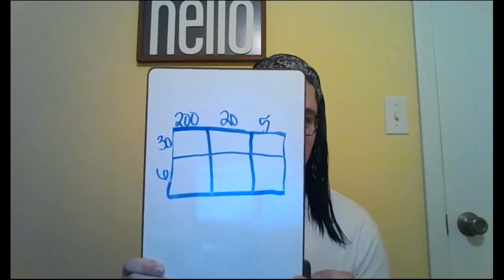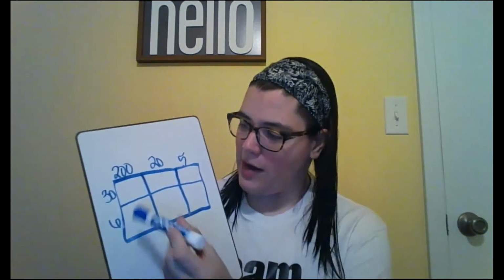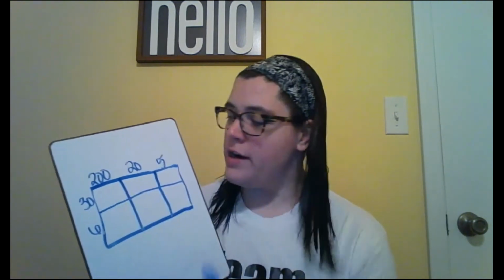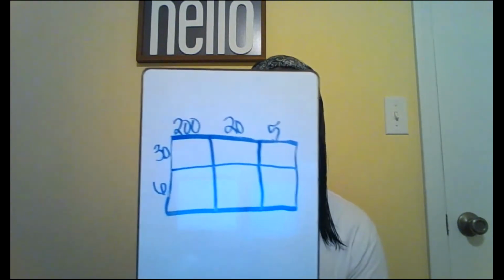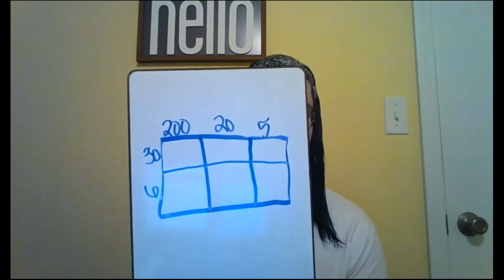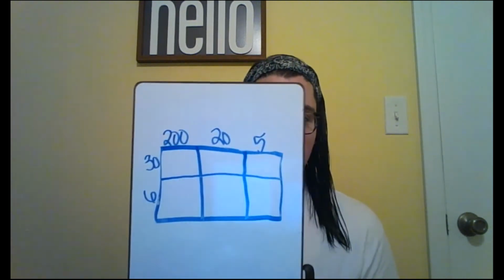And so we know what to do with the box method. We're just going to pick a box. I'm going to start with this top corner. And this one is 30 times 200. Well, let's think about it. We know that 3 times 2, let's just focus on these numbers, 3 and 2. We know that 3 times 2 is 6.